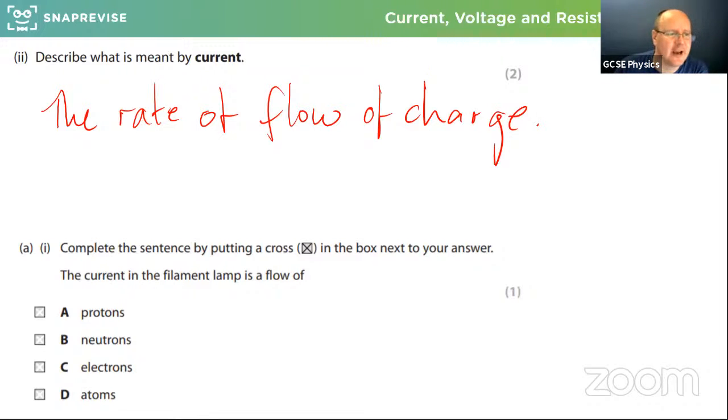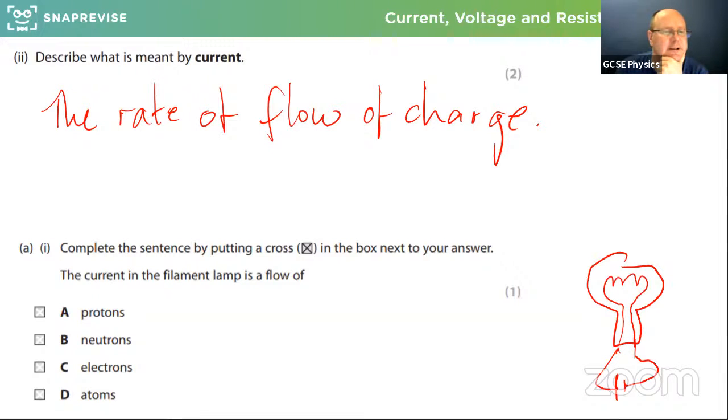And then the next question there: complete the sentence by putting a cross in the box next to your answer. The current in a filament lamp is a flow of what? So we've got a filament lamp, a conventional light bulb, and you've got this bit of wire in there. And there's current going through it, so I'll draw a little cell. What's flowing in that filament lamp to make it glow? And the answer, thank you all of you: C, electrons. So it's a flow of electrons because we've got a metallic conductor in the filament lamp, or carbon or graphite, and that's what's allowing the electrons to flow within it. Good.